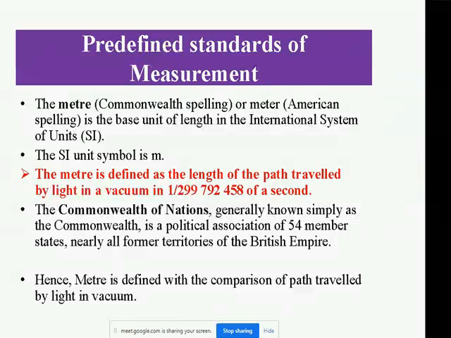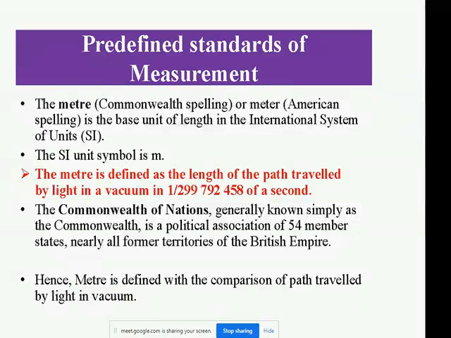What is the full form of SI? That is International System of Units. And the SI unit symbol is small m, not capital M. So small m denotes meter. Capital M denotes the mass of a substance. So whenever you measure length and use the unit meter, the m would be a small letter or lowercase.